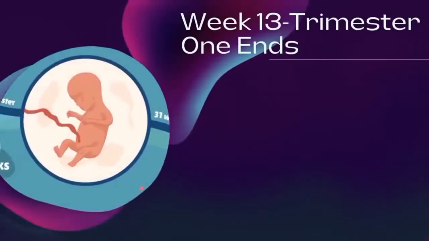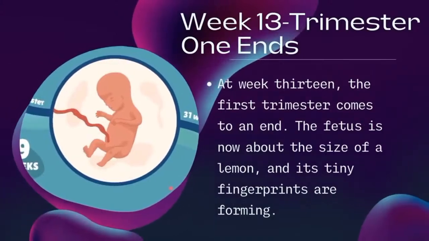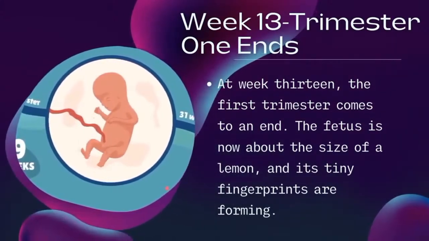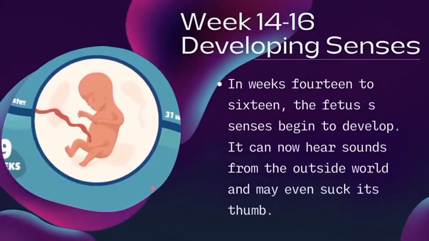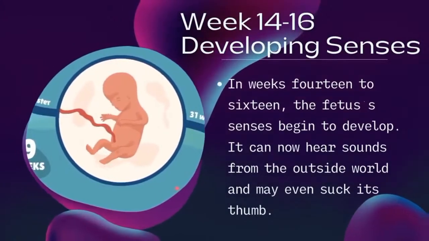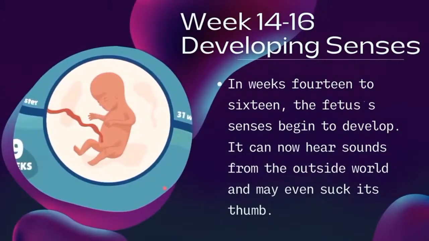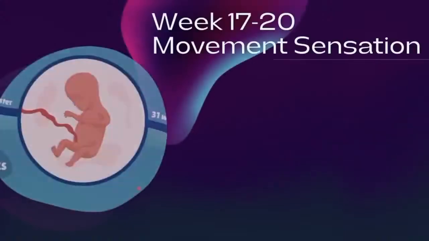Week 13, Trimester 1 ends. At Week 13, the first trimester comes to an end. The fetus is now about the size of a lemon, and its tiny fingerprints are forming. Weeks 14 to 16, Developing Senses. In weeks 14 to 16, the fetus's senses begin to develop. It can now hear sounds from the outside world and may even suck its thumb.